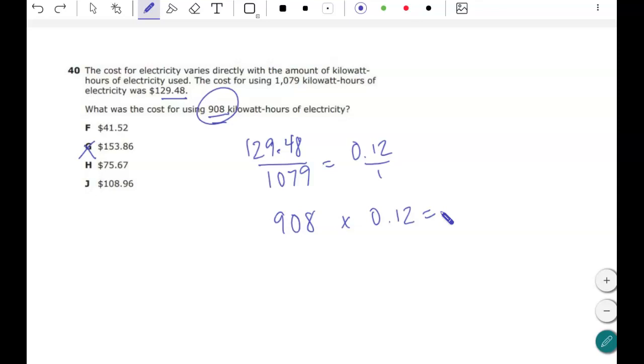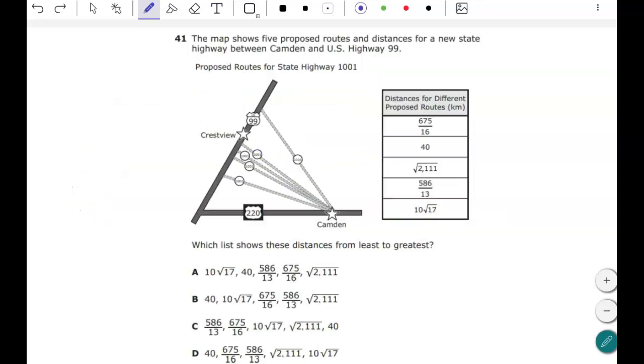Now just push times 908, and it's 108.96. So this is J.